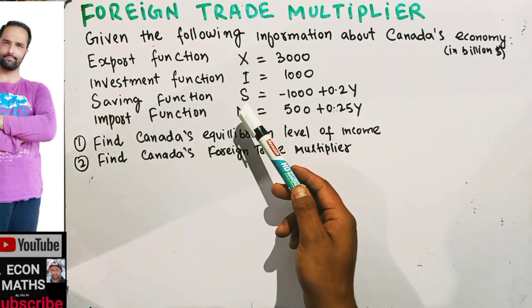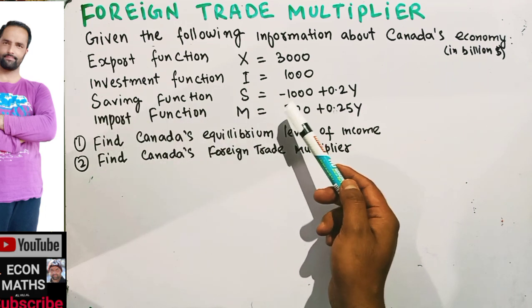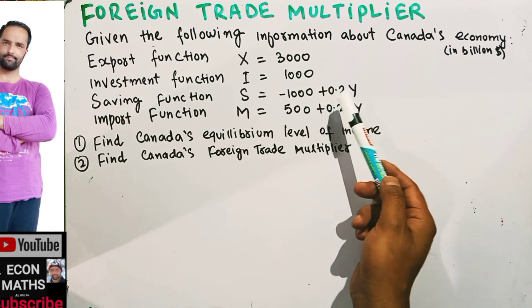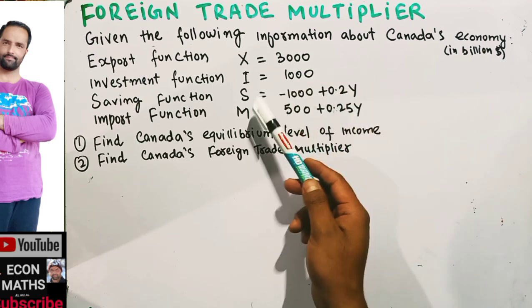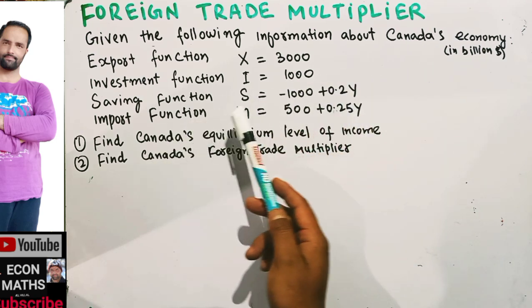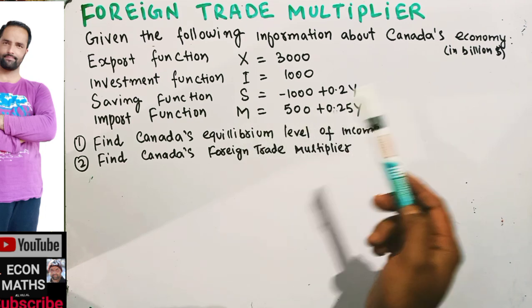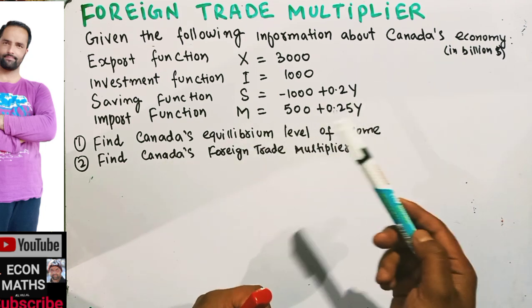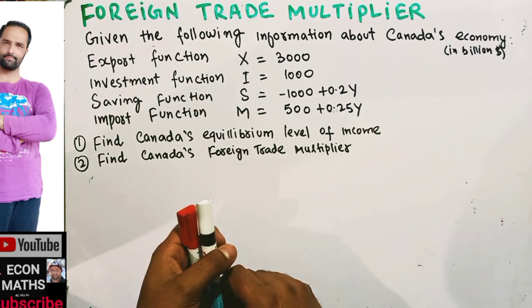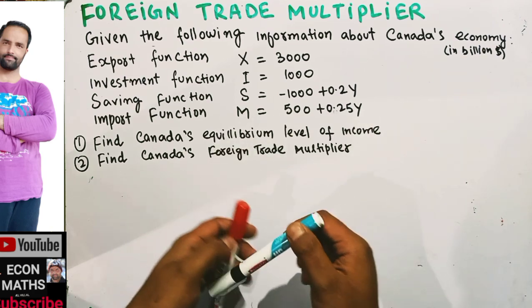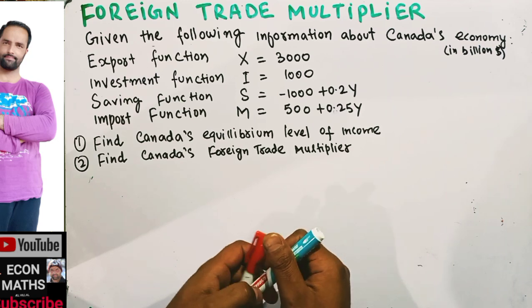Savings is being given as s is equal to minus 1000 plus 0.2y, where y denotes the income and s denotes the savings, and our import function is m is equal to 500 plus 0.25y. We have to find out Canada's equilibrium level of income. So the first step is to find the equilibrium level of income.